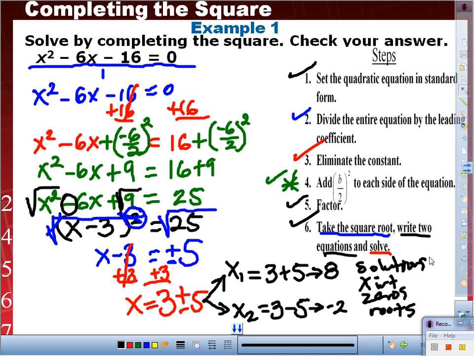Copy that so I can go over the last couple of steps. Alright, so let's see. So we got standard form, divide by the leading coefficient, eliminate the constant, add b over 2 squared, which is completing the square. From there we did factoring. And how do we factor? Doing the square root method for the first and the last, because we know it's a perfect square trinomial. From there we did the last three steps: take the square root, we solved for x and we wrote two equations. Those were our solutions, x-intercepts, zeros, and roots.